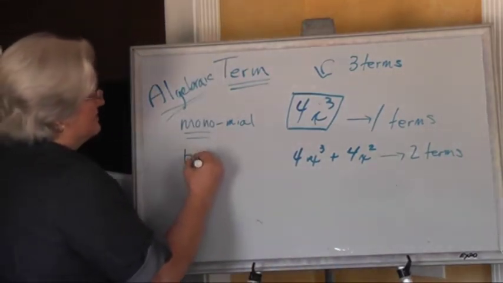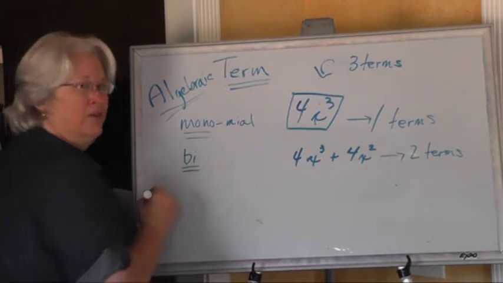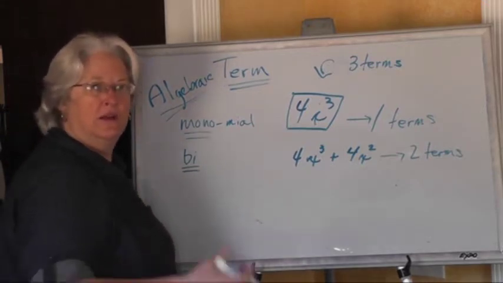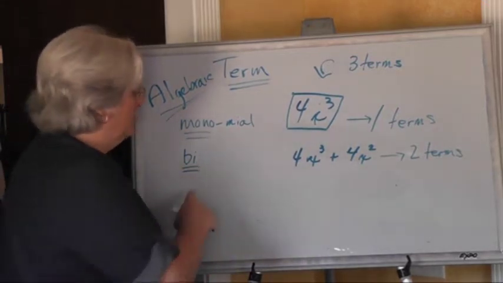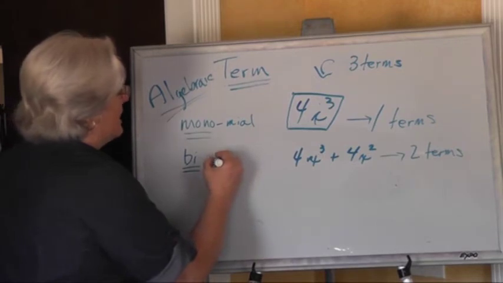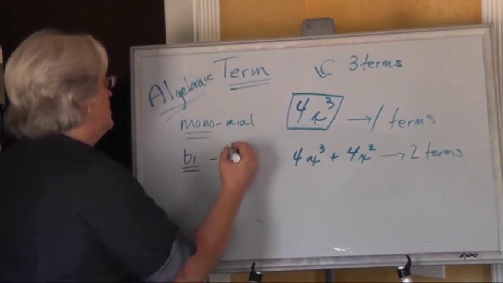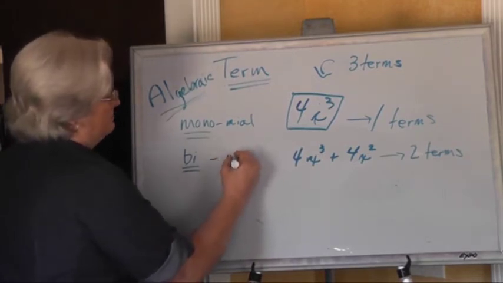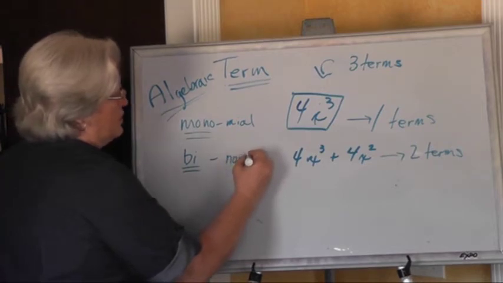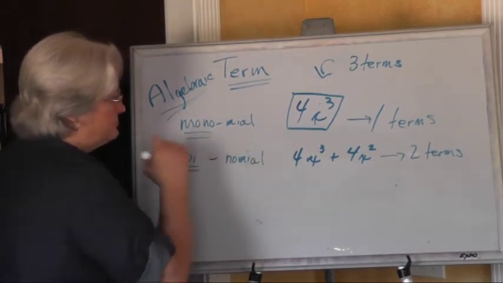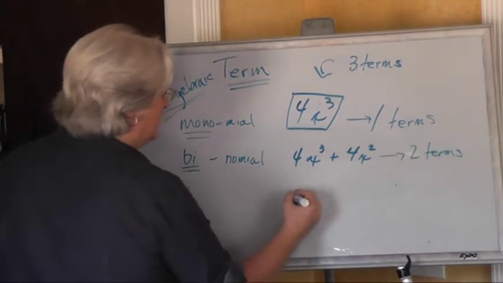You all know what bicycles are. So you have bipeds, binoculars, 2. So you have a binomial. Binomial.